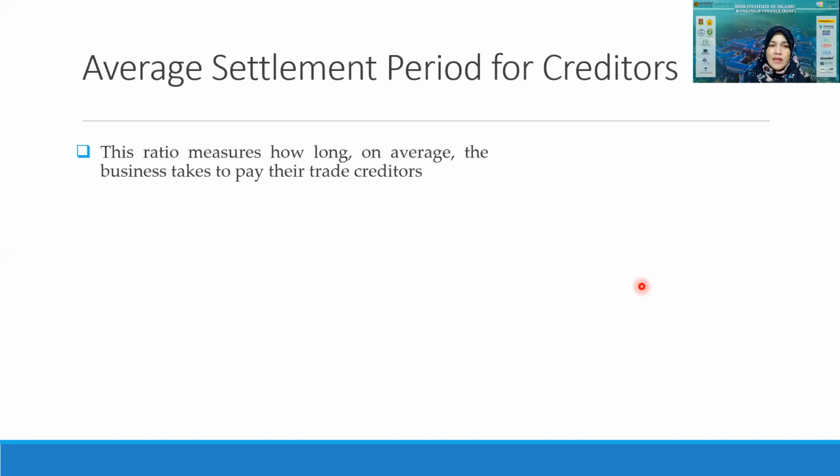This one is about the settlement period for creditors. Just now was the settlement period for debtors. This one is the settlement period for creditors. This ratio measures how long on average the business takes to pay off its creditors. Usually the information is not adequate for you to calculate this particular ratio.